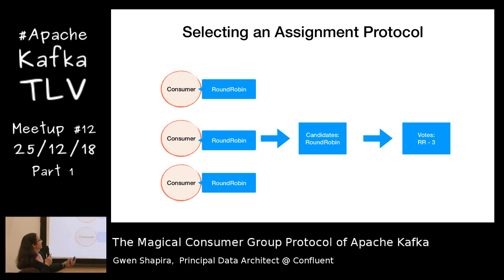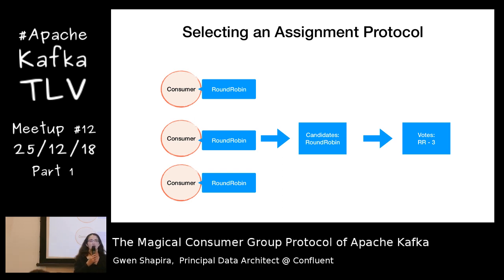So let's say that we start with everyone doing round robin, and then they want to upgrade. One by one, I restart them and say, okay, I still want to do round robin, but I'm also interested in sticky assignment. Now I have two consumers that are upgraded. They already know that they want to do sticky assignment. One of them is on the old generation.